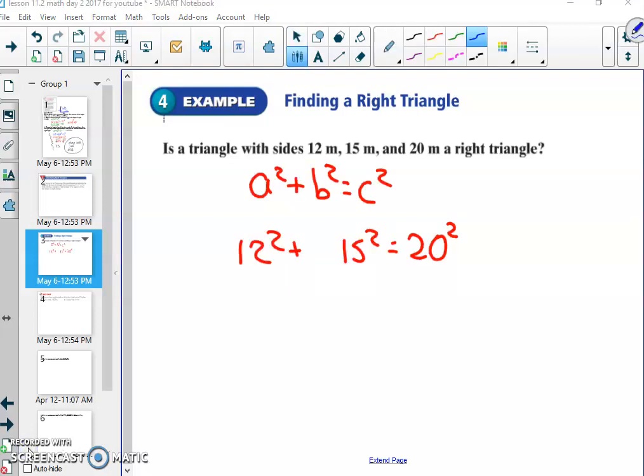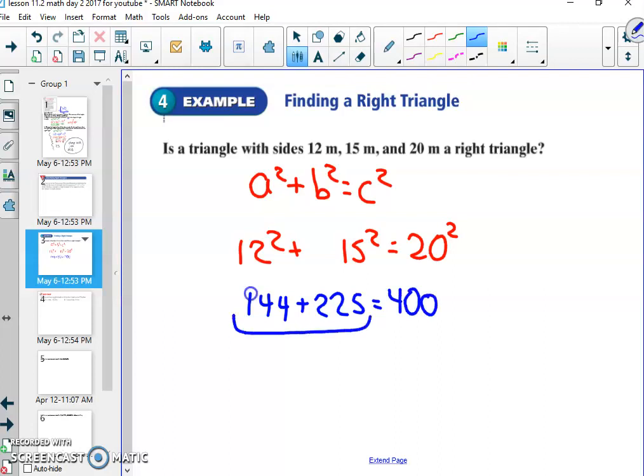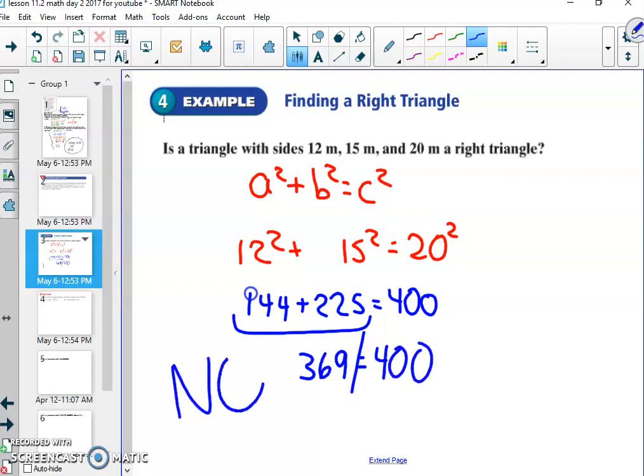Alright, here we go. So, Pythagorean theorem, a squared, b squared, c squared. I use the two short sides for a and b. I'm going to square them. The hypotenuse, the longest side, is c. So here we go, 144 plus 225, 400. Add these two together. I get 369. Is that equal to 400? No. The question was, is this thing a right triangle? No, it's not. What's my proof? Well, the math I just did proves it.